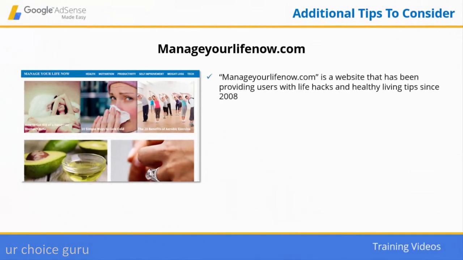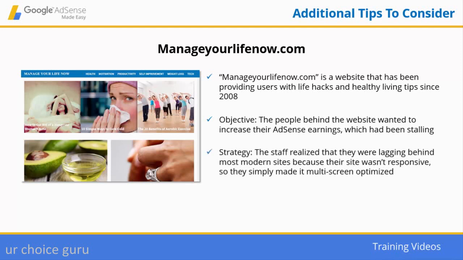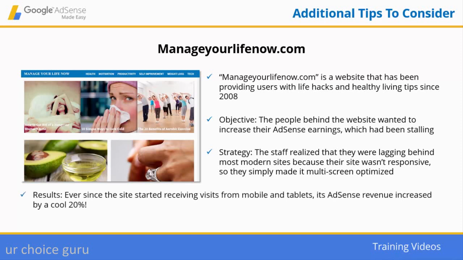ManageYourLifeNow.com is a website that has been providing users with life hacks and healthy living tips since 2008. Objective: the people behind the website wanted to increase their AdSense earnings, which had been stalling. Strategy: the staff realized that they were lagging behind most modern sites because their site wasn't responsive, so they simply made it multi-screen optimized. Results? Ever since the site started receiving visits from mobile and tablets, its AdSense revenue increased by a cool 20%.